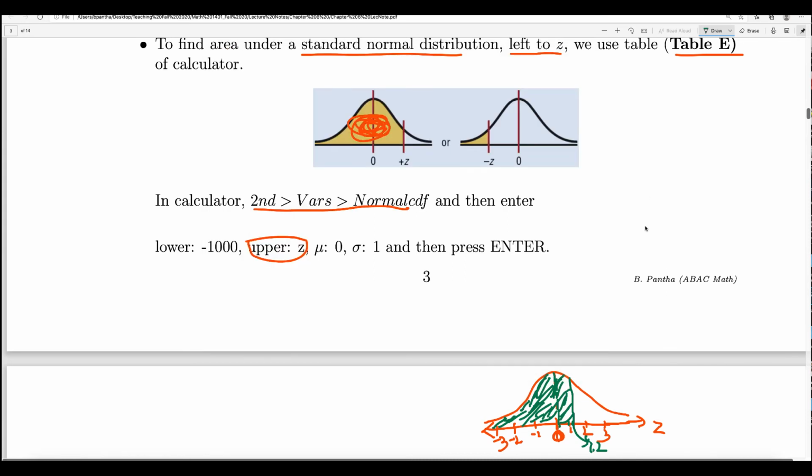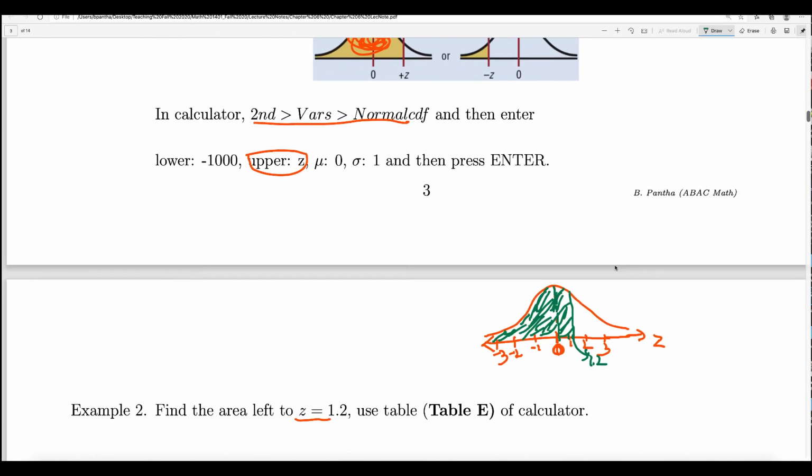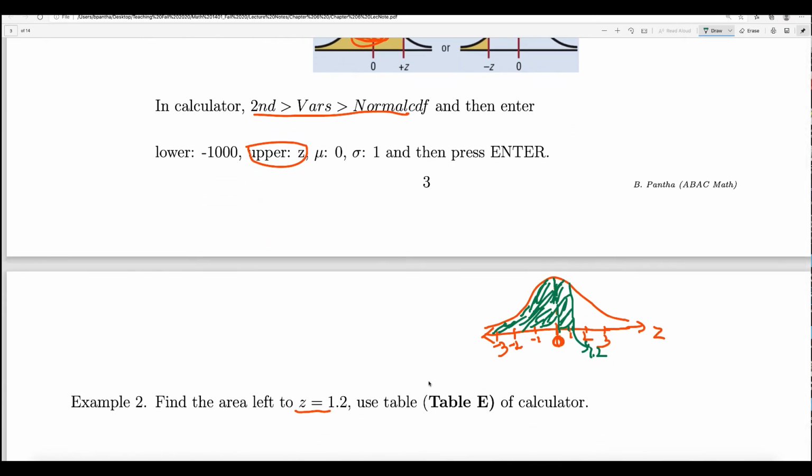If you enter, you'll get 0.8849. That's what you got. So the area left of 1.2 is 0.8849. This is the same as 88.49%. The total area left of 1.2 is 88.49%. You know that the overall area is 100%. The area left of 1.2 is 88.49%.